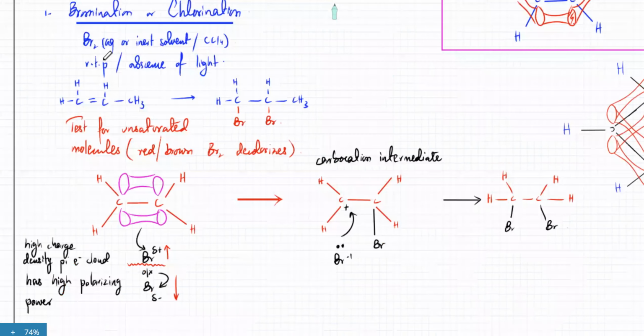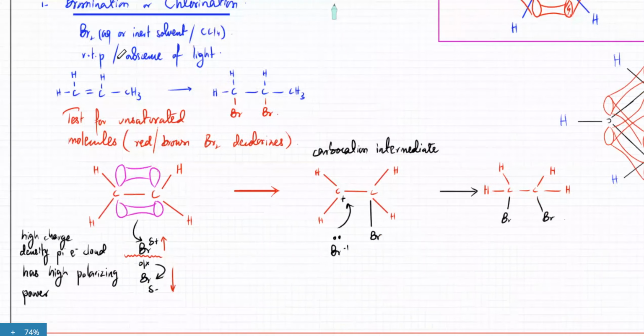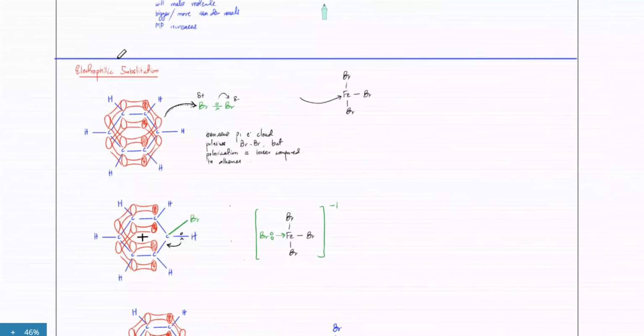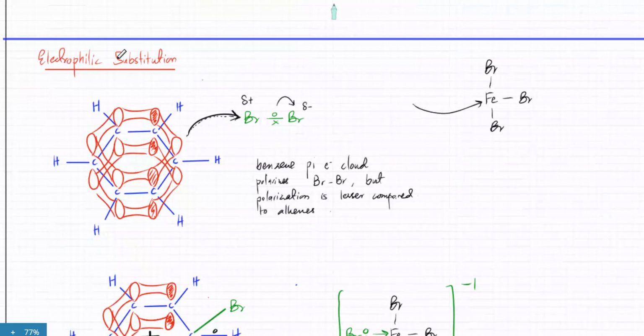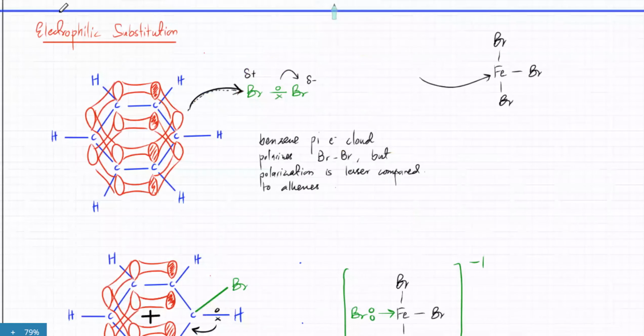Bromination happens at RTP. But over here, the problem with benzene is that if you have a benzene, the electrons are not really getting pushed. The polarization is not happening, or it's happening to a very, very small extent. Is this clear? Do you understand?